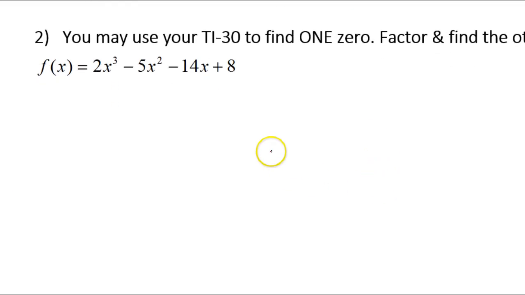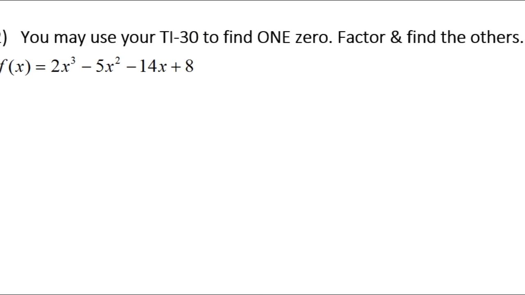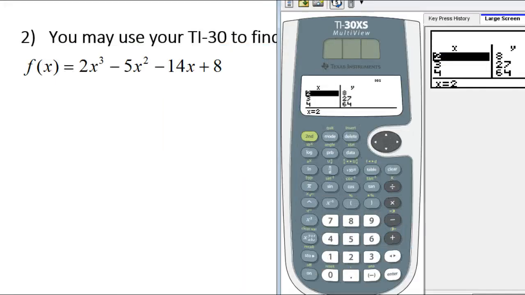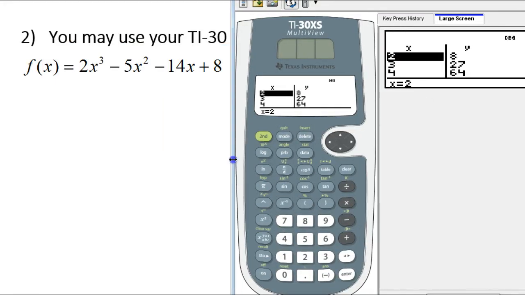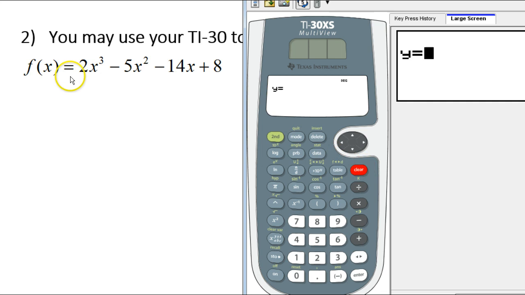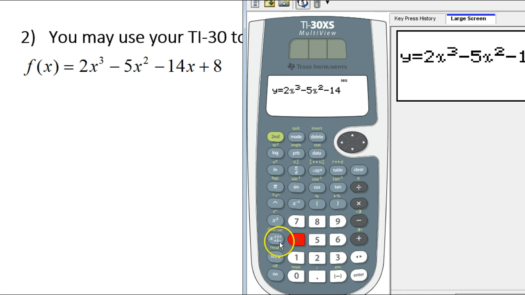All right, now you may use your TI-30 to find one 0, and then we're going to factor and find the others. So when they say we can use our TI-30 XS MultiView, here's what we're talking about. If we hit the table button on our calculator, we have the opportunity to type this function in right here. So here I go. I'm going to type in 2x, and I'll use this to do the third power, get out of the exponent, and then minus 5x squared minus 14x plus 8. I've typed it in.